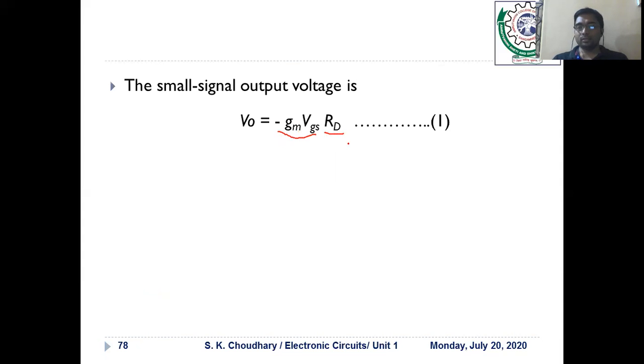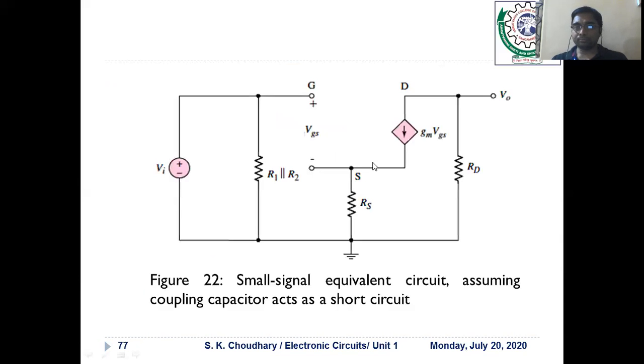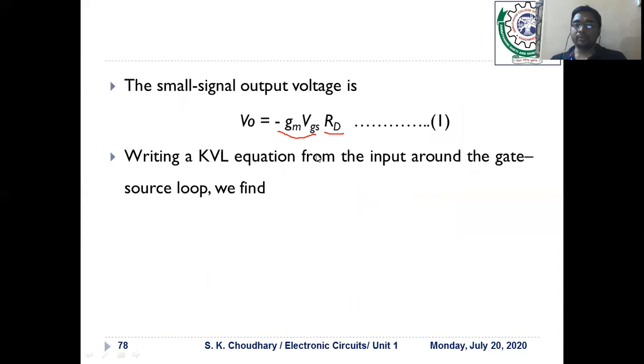Okay, so this is negative. Why? If you look at the circuit diagram, you will understand. The direction of flow of current is like this, anti-clockwise. So this current is opposite to the polarity of RD. That's why a negative sign has been taken. This is your ID, opposite to the polarity of the resistor, so the negative sign has been taken.